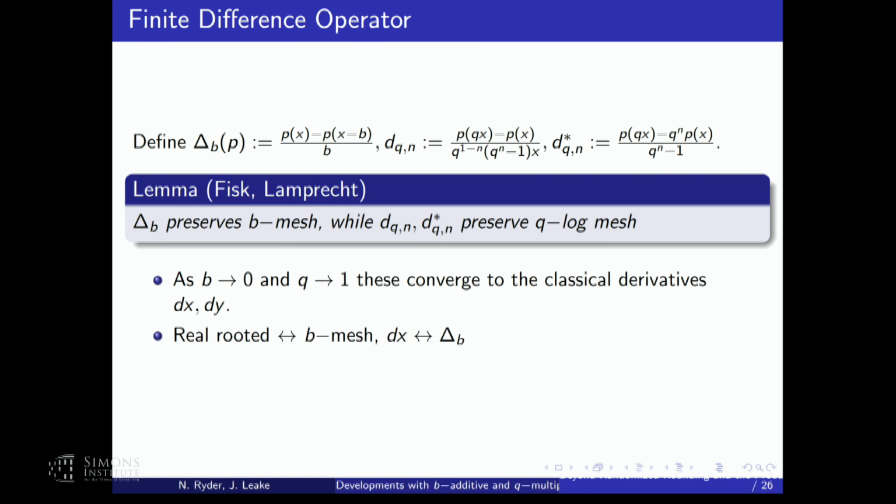And so now I have this kind of picture in my head. I have the classical realm, where I have tools like real rootedness and the classical derivative. And I have their corresponding tools in the finite difference case, like b-mesh and the finite difference.